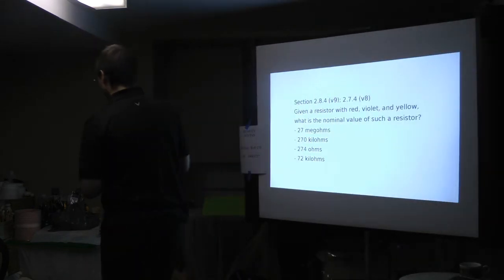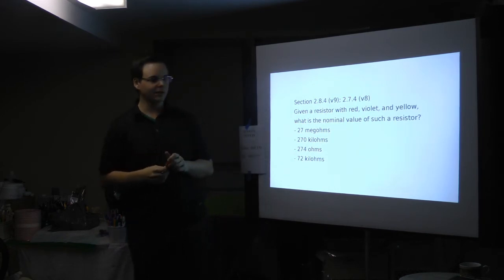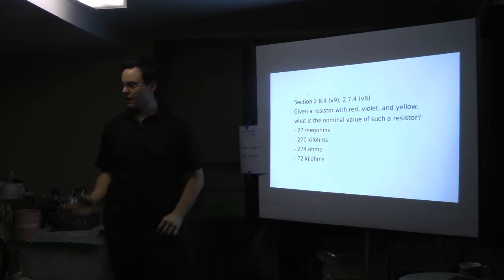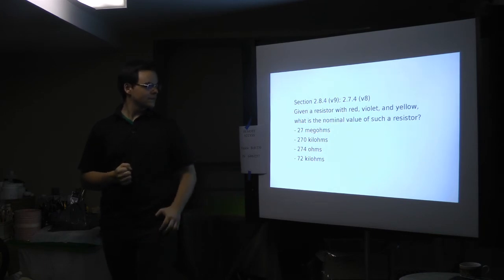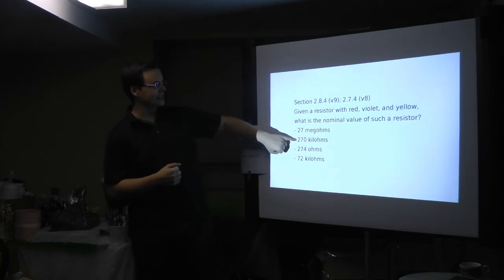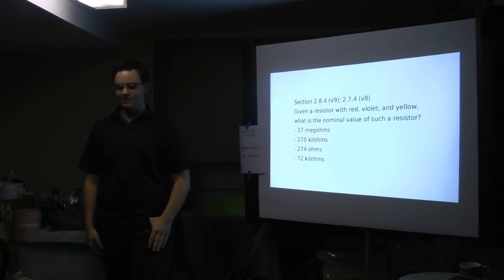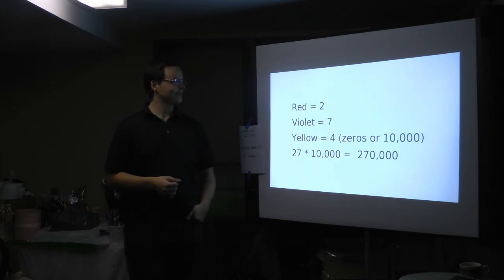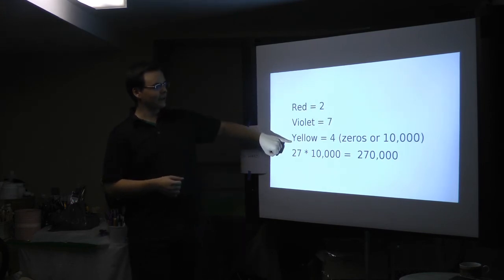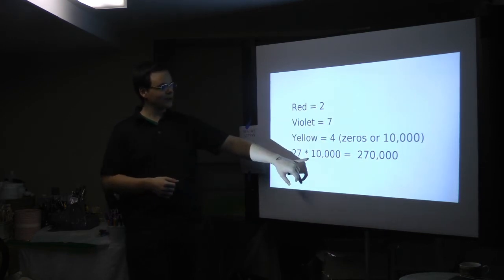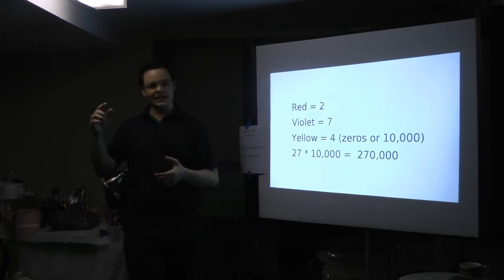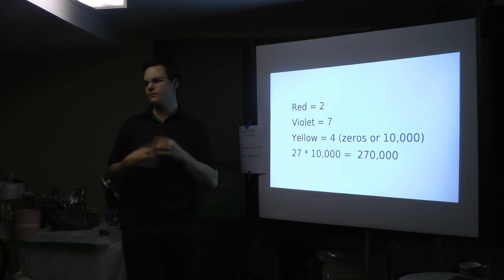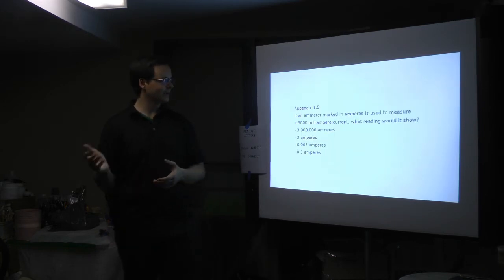If we convert that using metric prefixes, we get mega or kilo? We have 270 kilo ohms. The answer is 270 kilo ohms. Because we got red, which is 2, violet, which is 7, and then four zeros, we're multiplying by 10,000. So 27 multiplied by 10,000 is 270,000, and kilo means we can take three zeros off the end, so we end up with 270. Another answer that would have been equally correct would have been 0.27 mega ohms, but we weren't given that option. All right, moving on.